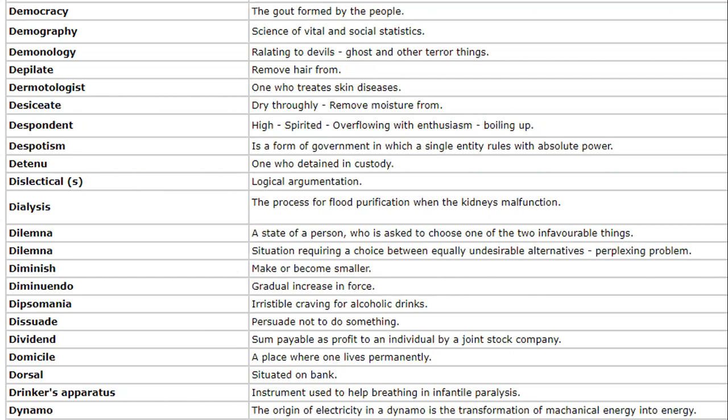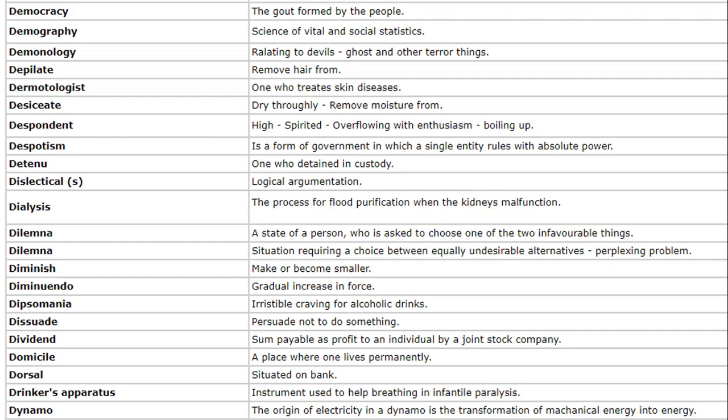argumentation. Dialysis, the first for blood purification, the first for blood purification with the kidneys of malfunction. So here the blood is purified with the help of the kidney, said to be dialysis. Then dilemma, state of person who is asked to choose one of the two unfavorable things. Actually is not favorable, it's unfavorable things, and that too he has to choose one. One more thing, dilemma is a situation requiring a choice between equally undesirable alternatives.